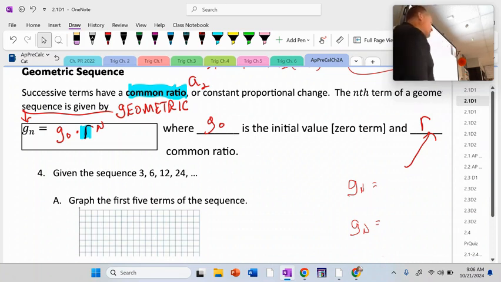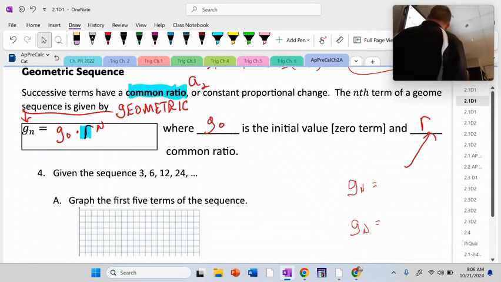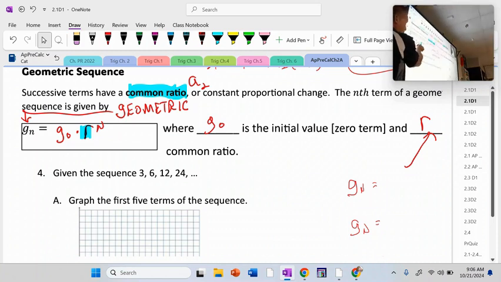But this is going to create an exponential scenario. Can everyone say exponential? Okay, and tomorrow you get to bring this all together and make some comparisons to different functions. Okay, so here's what it is. And this is in terms of G naught.